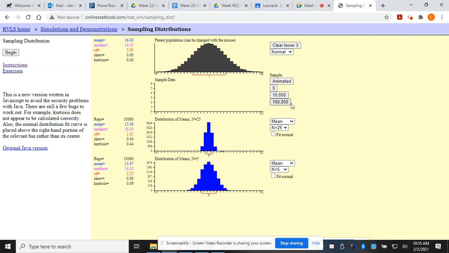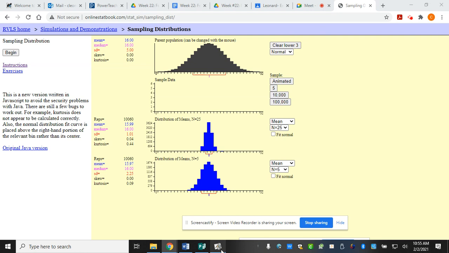But what is the same? The shape is still fairly normal, but as my sample size increases, my variability decreases. So it still just justifies that point that we've been making all along.